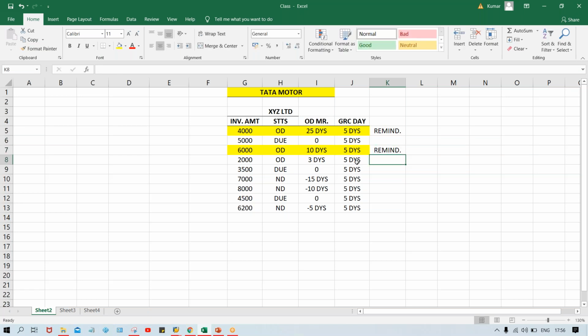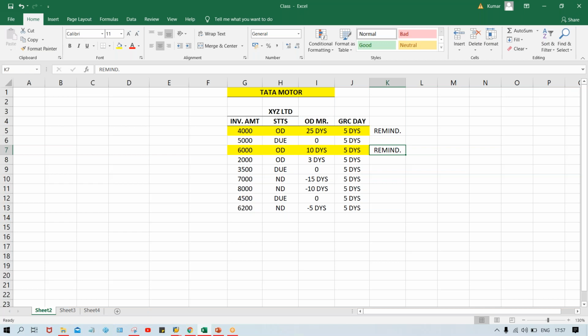But here this has also become overdue by a margin of 3 days, guys. So still we cannot send a reminder. Why? Because we have already given 5 days as a grace period, so still 2 more days are there, right? So we have to wait for 2 more days, and then only we are going to send, and after that we can send a reminder at any point of time. So for these 2 invoices, we have to send a reminder to the customers.